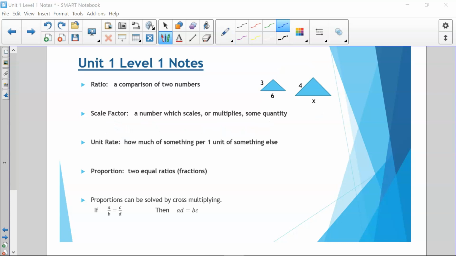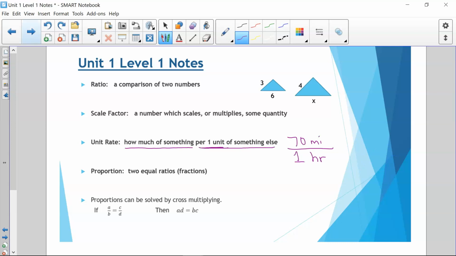A unit rate is how much of something per 1 unit of something else. So this could be like 70 miles per hour, and it's assumed it's dividing by 1 because 70 divided by 1 is itself. So that's 70 miles per 1 unit, so per hour. Or it could be 75 heartbeats per minute, and that would be per 1 minute.